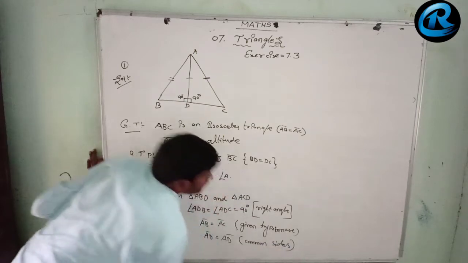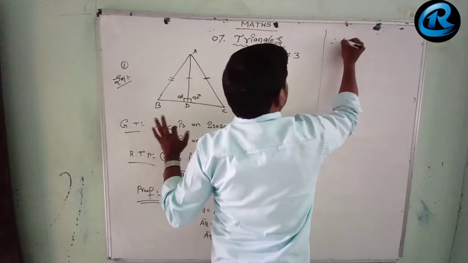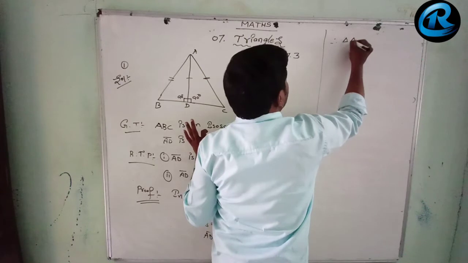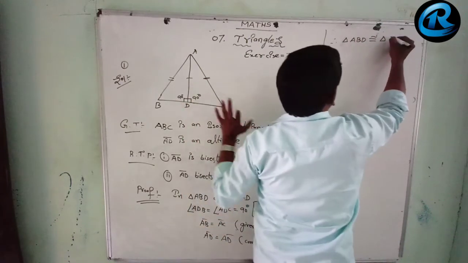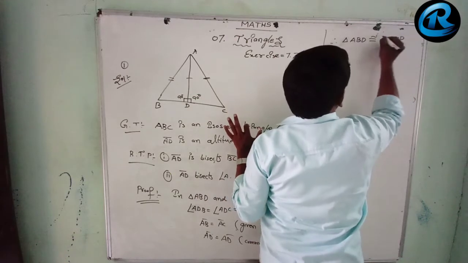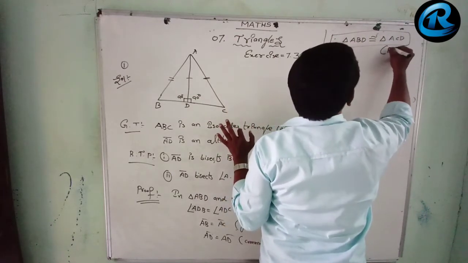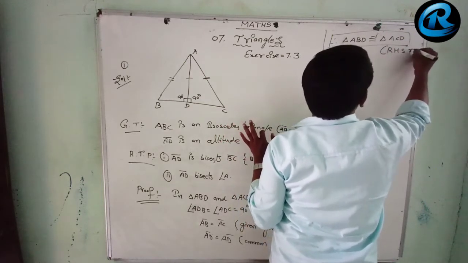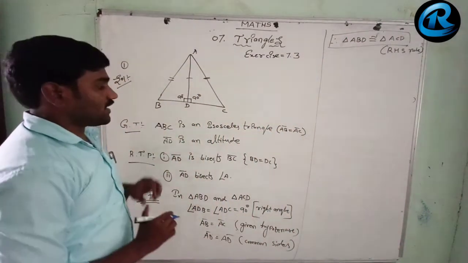They are called common sides. So now we can write, therefore the triangle ABD is congruent to the triangle ACD. These two triangles are congruent by the rule of RHS, right angle hypotenuse rule.